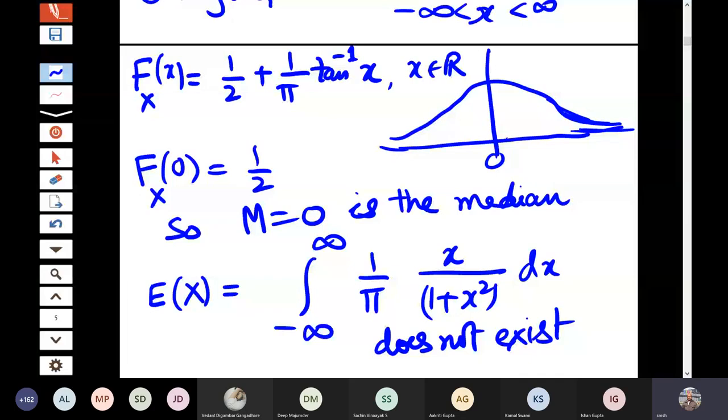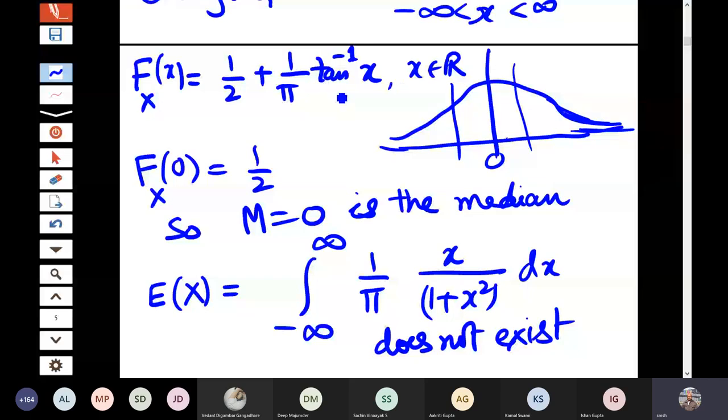Similarly, suppose I want to find out quartiles here for this distribution. So let us look at this. Suppose I take x equal to 1. Then tan inverse 1 will become pi by 4. So you will get half plus 1 by 4, that is 3 by 4.